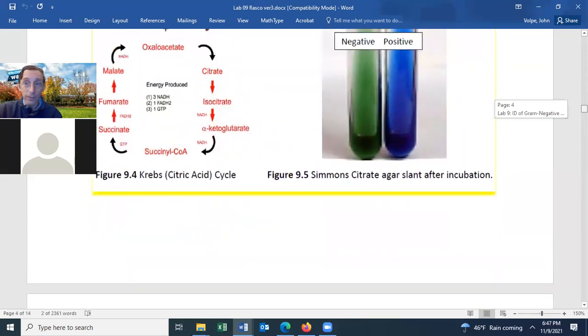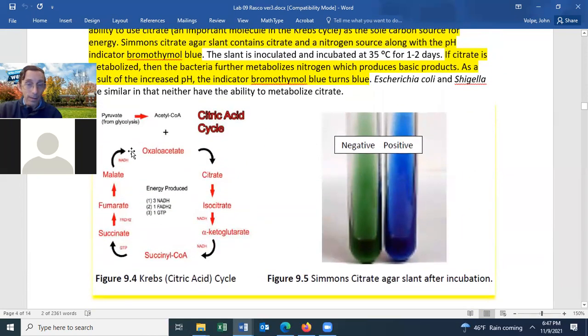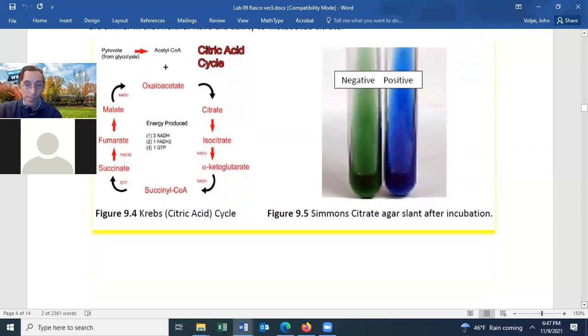Oh, this is showing you the Krebs cycle, and citrate is a sugar in the Krebs cycle. If the bacteria can use citrate, it'll then run the Krebs cycle and grow. If it can't digest citrate, because citrate is the only carbon source, it will not grow.